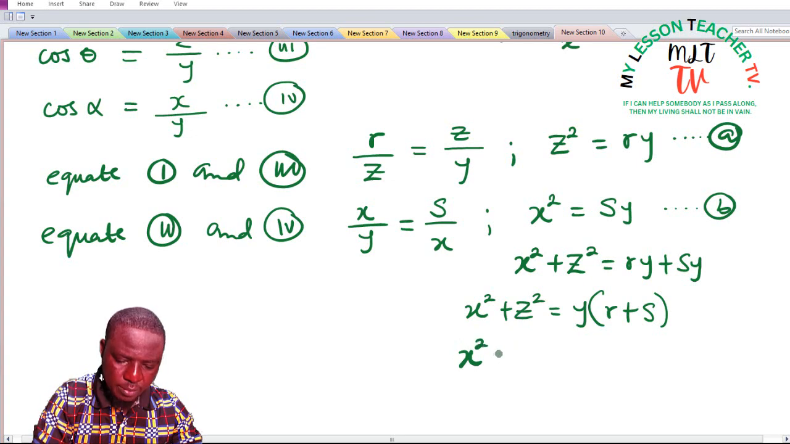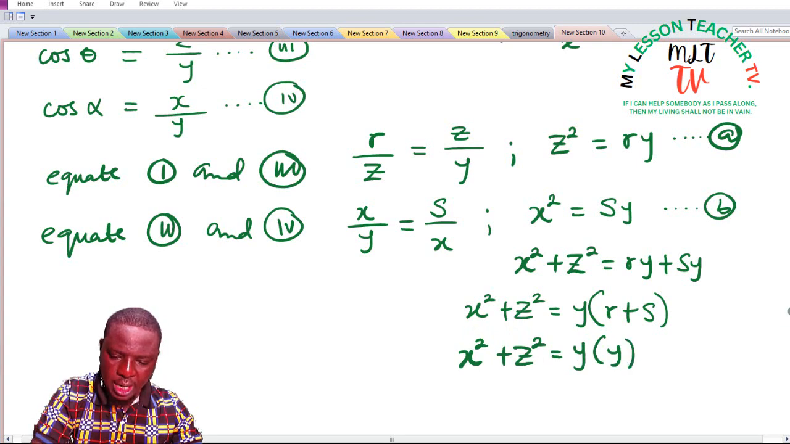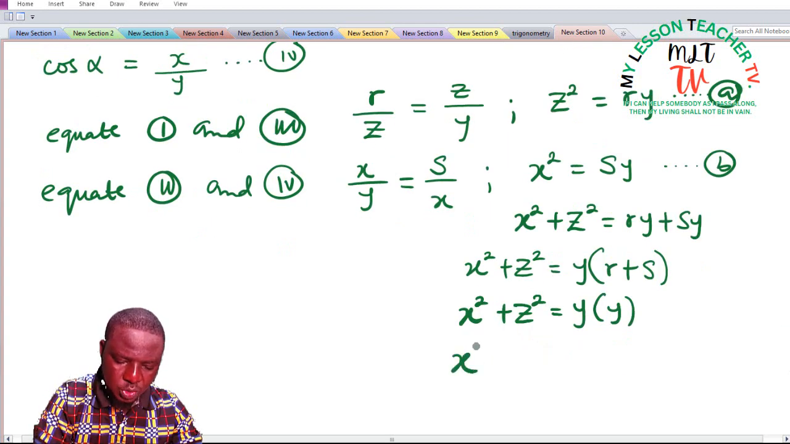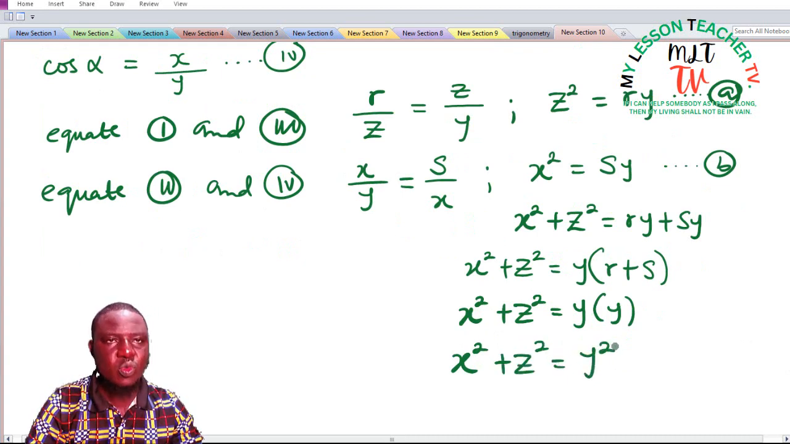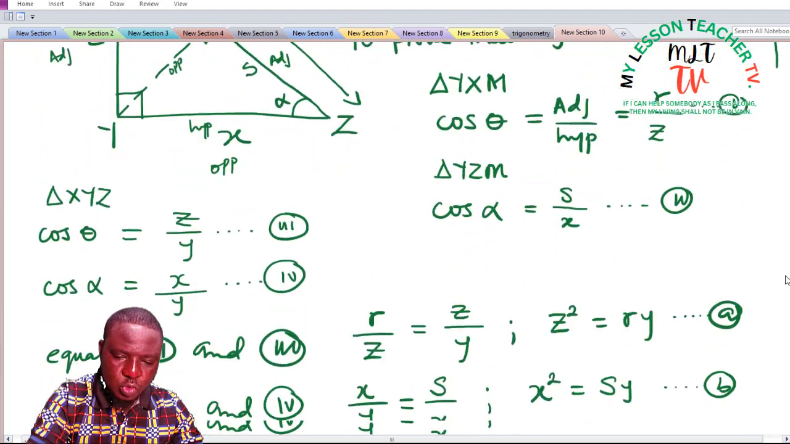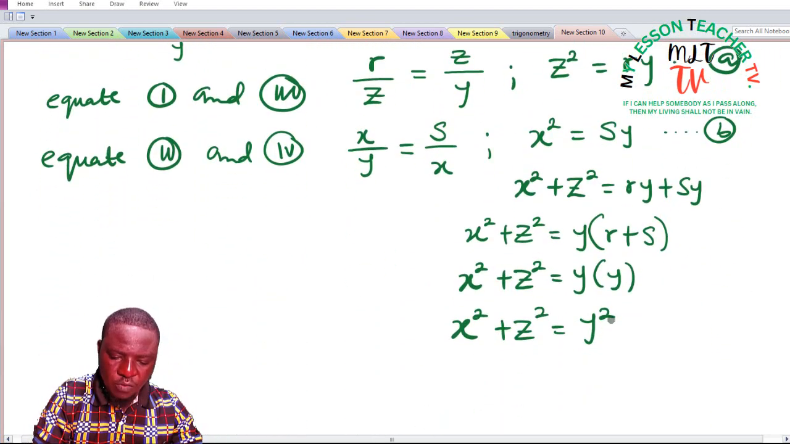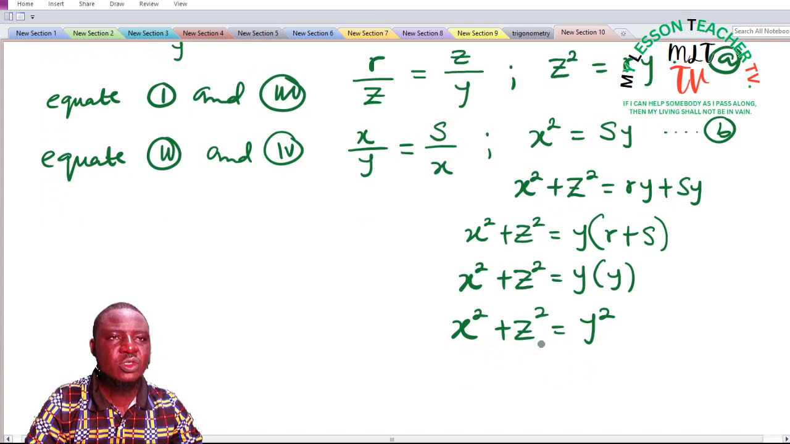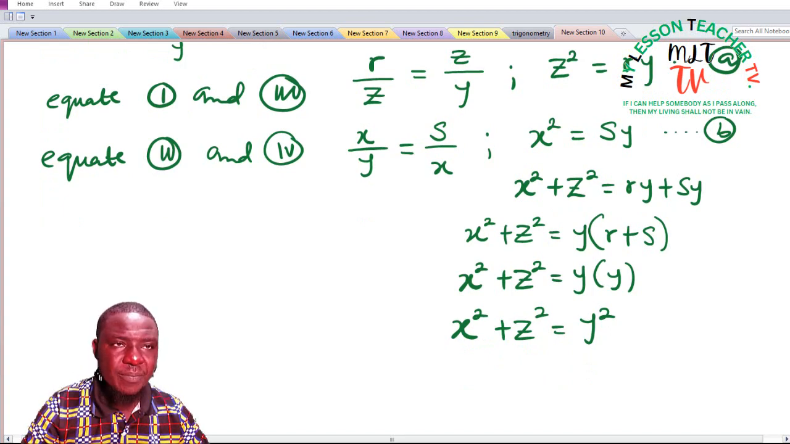That is to say that X squared plus Z squared is equal to Y times Y. And Y times Y gives us Y squared. That is to say that X squared plus Z squared is equal to Y squared. And that is what we are asked to prove. That we should prove that the square of the hypotenuse side is equal to the sum of the squares of the other two sides. And that is what Pythagoras' theorem is all about. So therefore we said, if in a triangle, the square of one side is equal to the sum of the squares of the other two sides, such a triangle is said to be a right angle triangle.